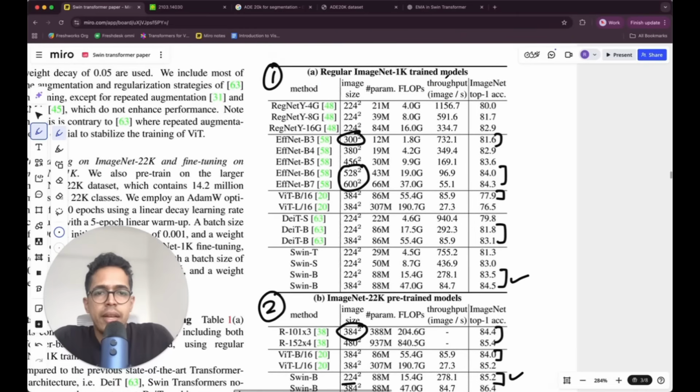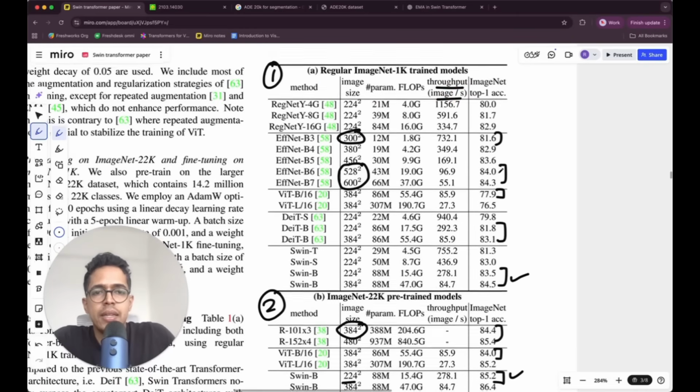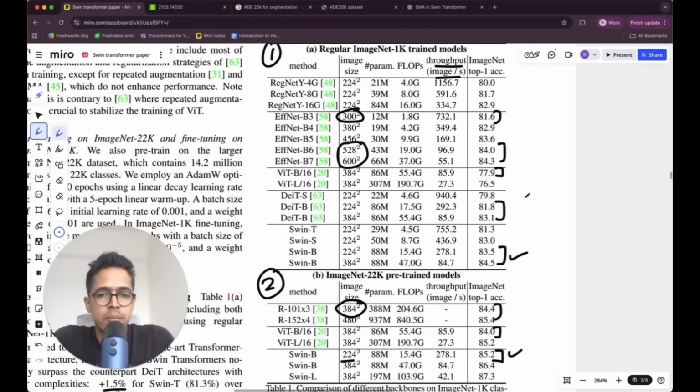One more thing we can look at is throughput, which is images per second. You want more images processed per second. So Swin B on a 224 image has 278.1 as throughput. Data efficient image transformer B has 292.3. So on throughput, data efficient image transformer B has slightly better throughput, I guess.